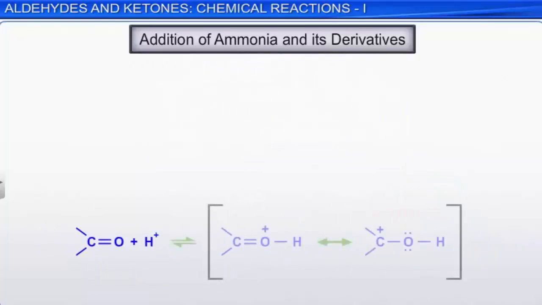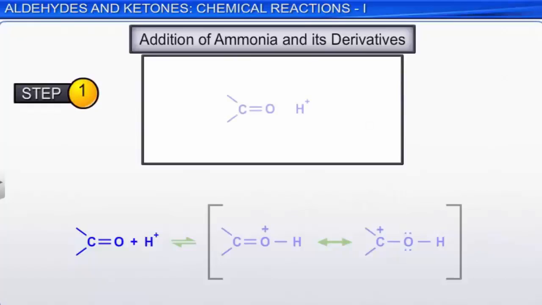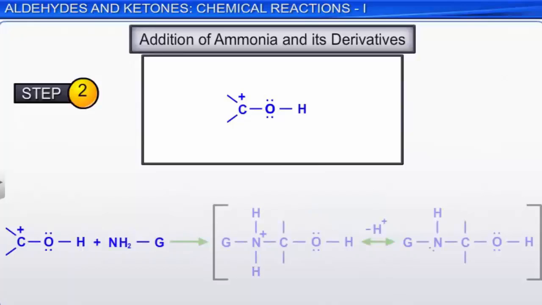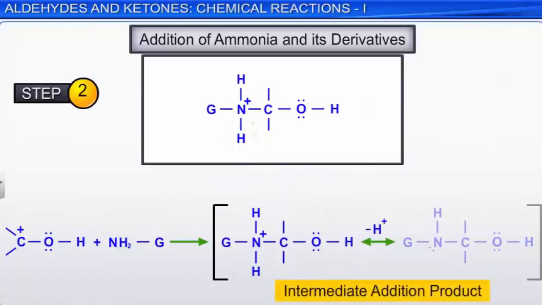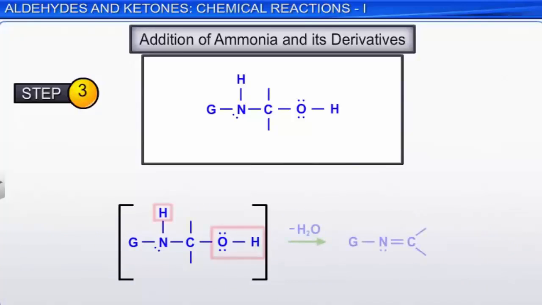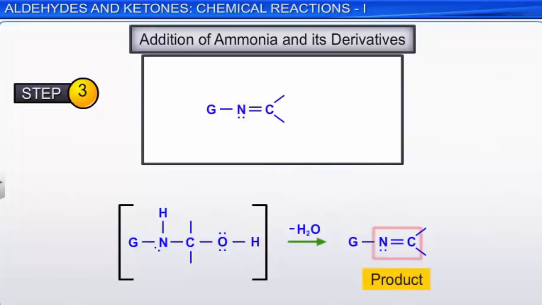Let's understand the mechanism of this reaction. 1. Initially, the hydrogen ion from the acid attaches itself to the carbonyl oxygen to produce an oxonium cation. 2. This is followed by a nucleophilic attack by the basic nitrogen on the carbonyl carbon to form an intermediate addition product. 3. Further, the elimination of the water molecule from the intermediate results in the formation of the product with the carbon to nitrogen double bond.